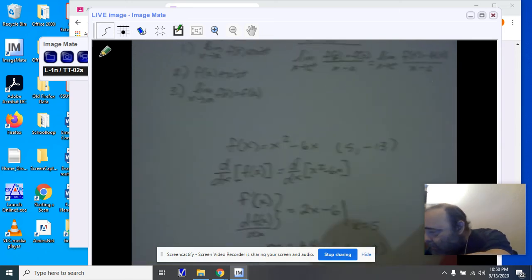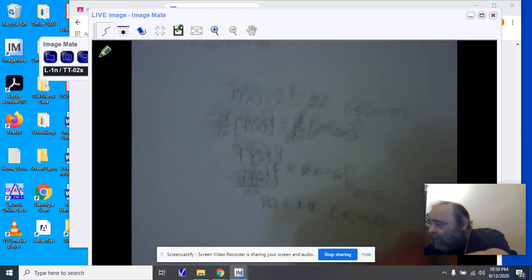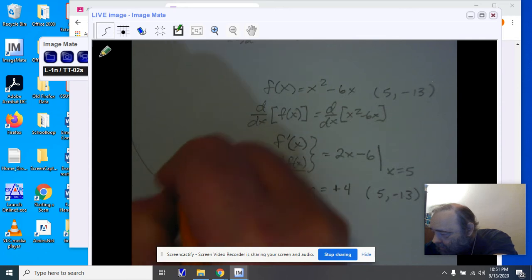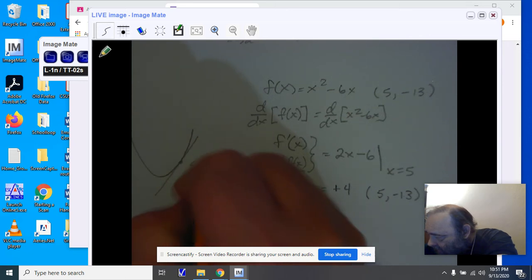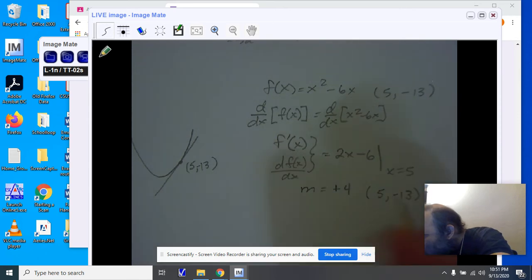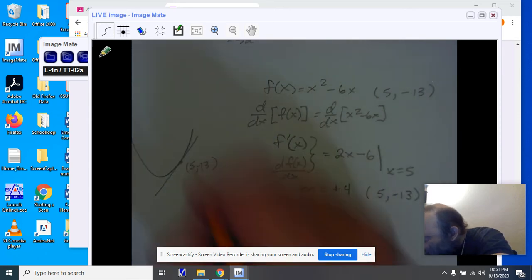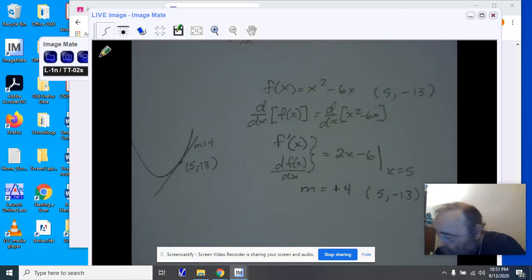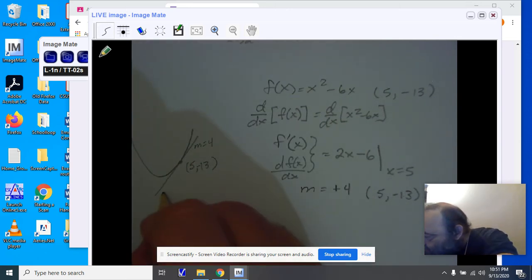So what we're talking about is a parabola. The parabola is going up like that. There is some point, and that point is (5, negative 13). And what do we know? The slope of that tangent line is 4. Well, that means that the tangent line, written in point slope form, is y plus 13 equals 4 times (x minus 5).